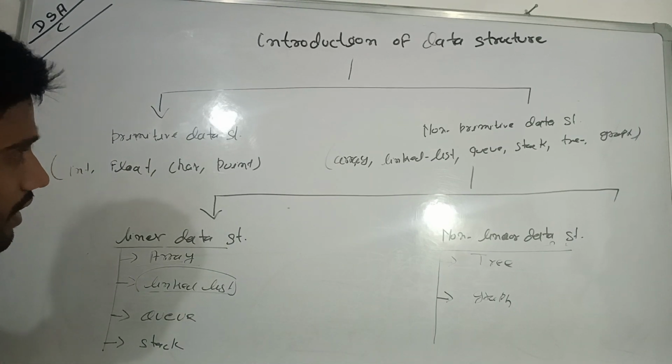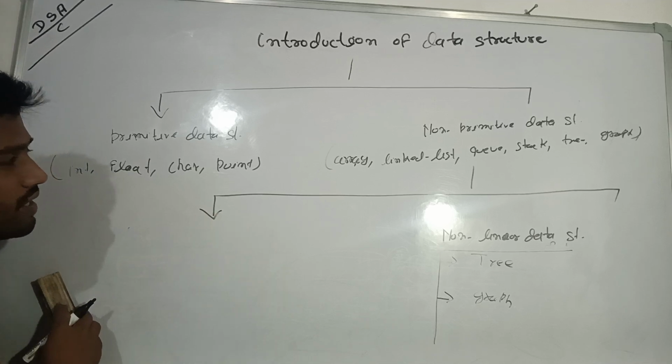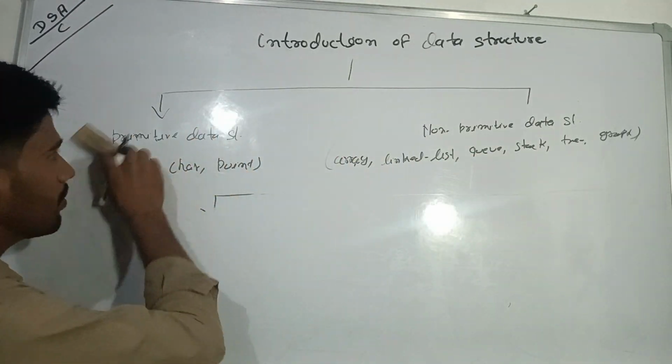Then we will see linear data structure and non-linear data structure, static and dynamic, both in the next video, right? And basic operations of the data structure. What should be the basic operations of the data structure?